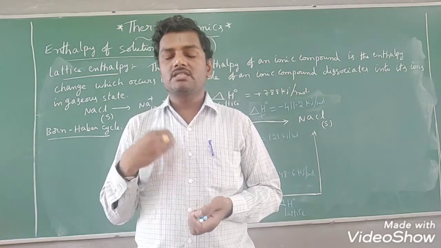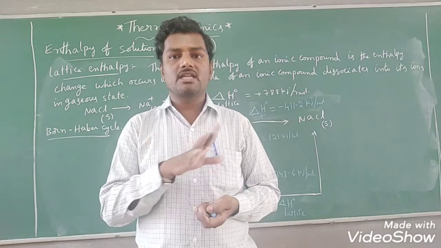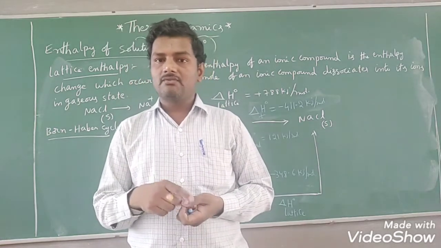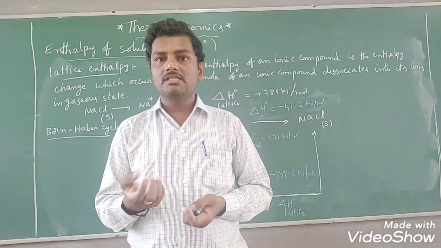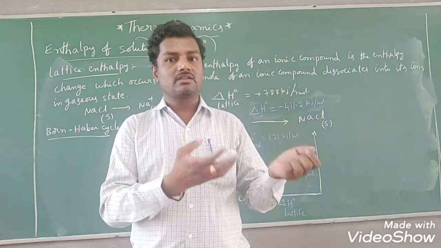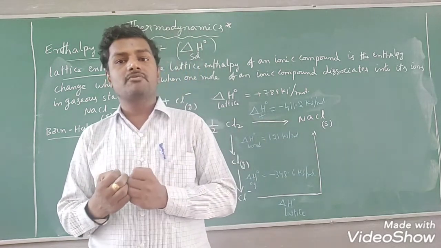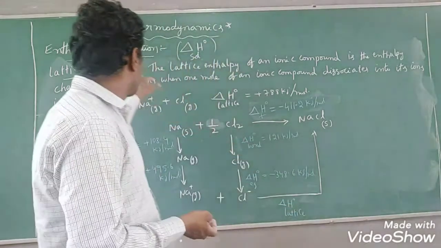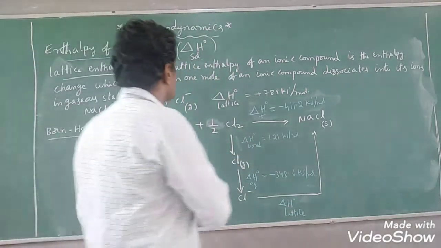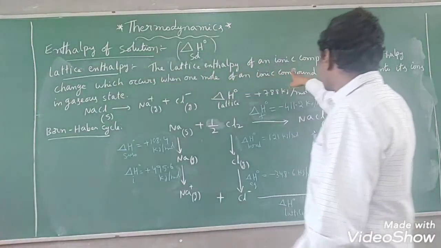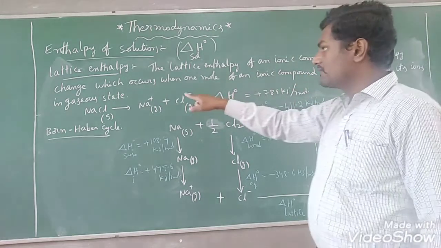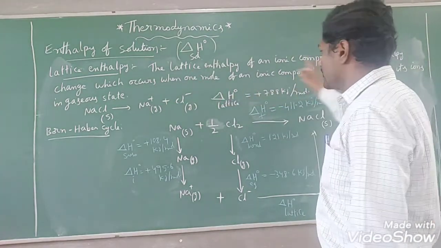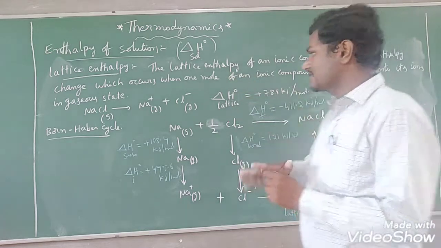Or else, we have one more definition we already discussed in the previous chapters. The amount of energy required to break 1 mole of crystal into its constituent ions is also nothing but lattice enthalpy. And one more definition we have: the amount of energy released when 1 mole of compound is formed from its constituent elements is called what? Lattice enthalpy. You can take this also as one of the definitions. Lattice enthalpy in an ionic compound is the enthalpy change which occurs when 1 mole of ionic compound is dissociated into its constituent ions in the gaseous state.